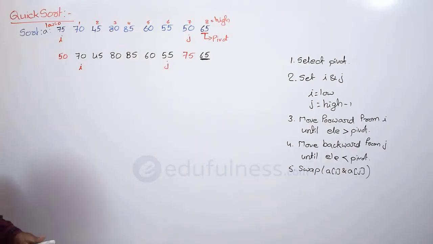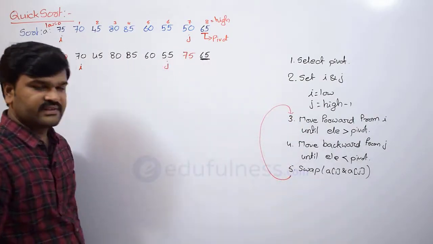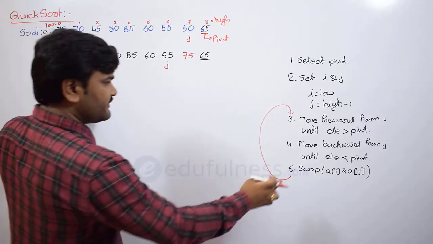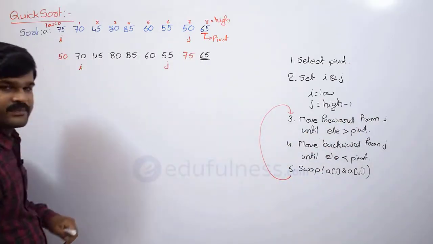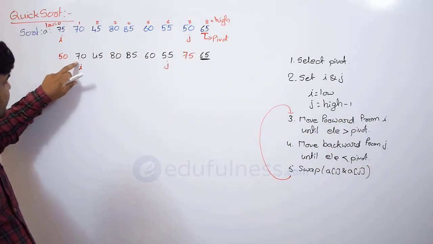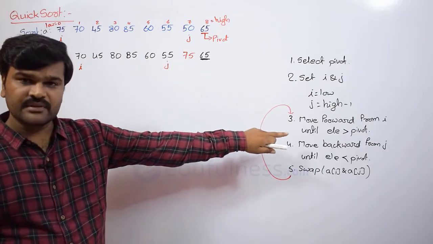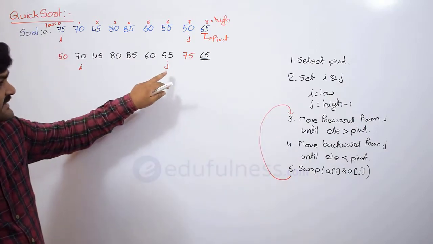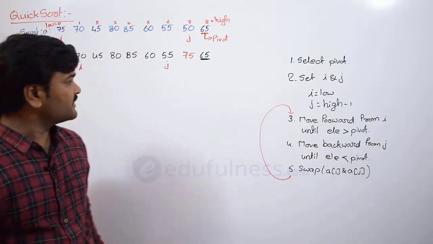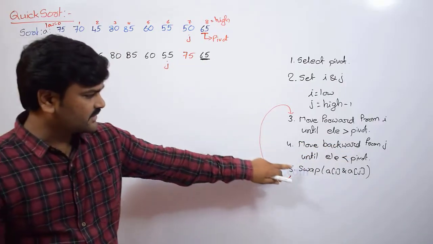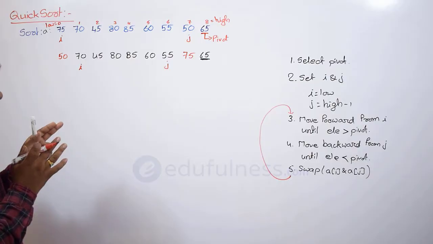Is it clear? Now you see, after this again iteratively you will do the third step, that is very important. From I again move in the forward direction until an element is greater than the pivot. Here you can see 70 is greater than 65, so you have to stop. Same thing in the fourth step: move backward from j until an element is less than the pivot. You can see 55 is less than the pivot, so here also you stop. We will understand meaningfully why we are doing this.